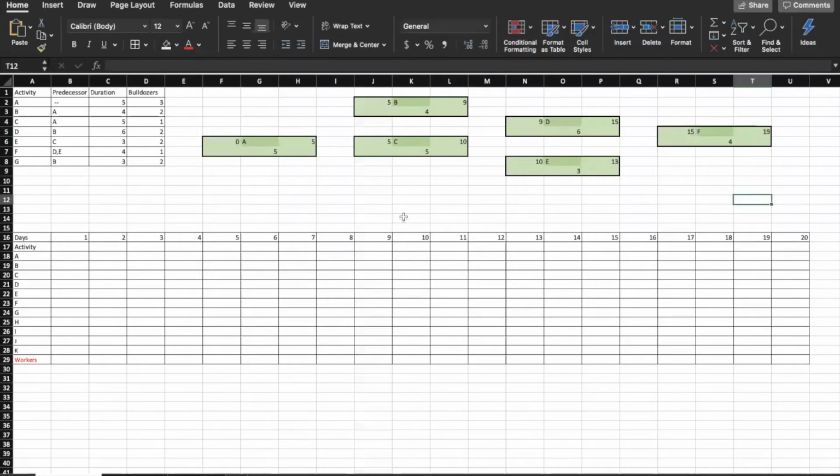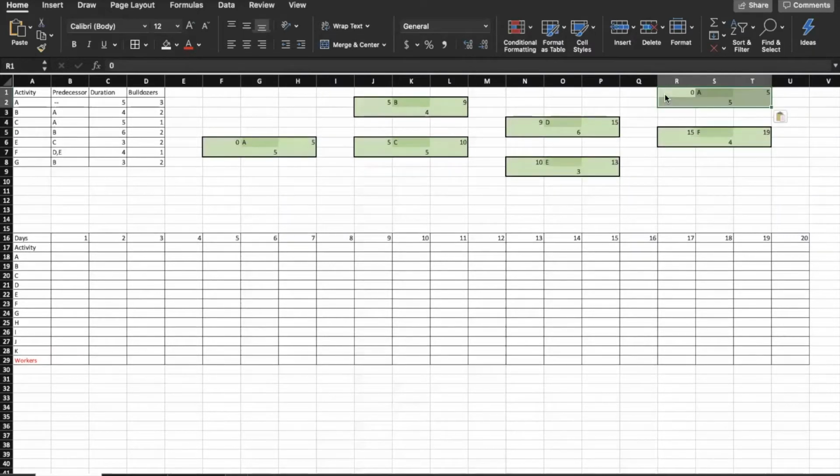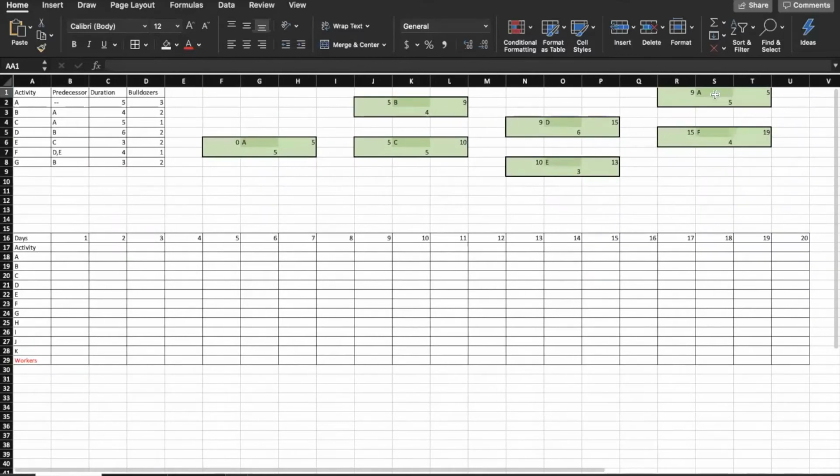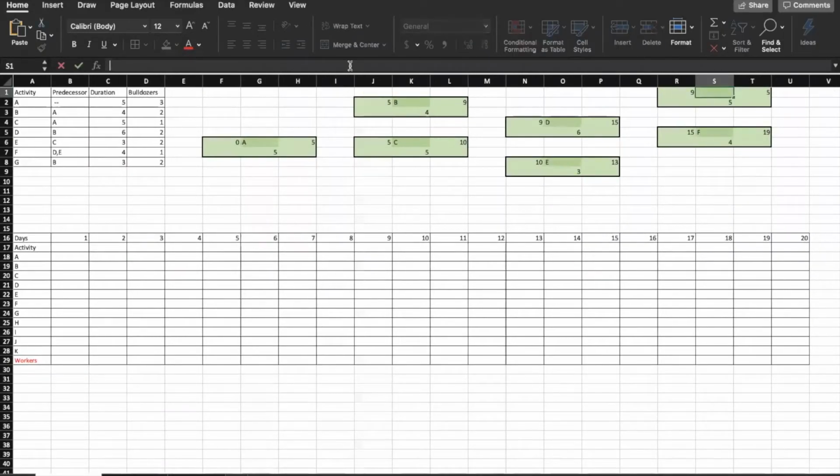And our last node or activity we need to put is G, which has B as its predecessor, so I'll put it right up here. And we can start G on the 9th day because B is finished on the 9th. It takes 3 days for G, so that means we can be done by the 12th day.